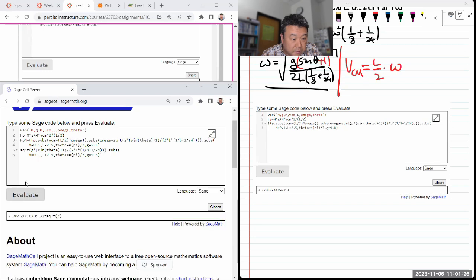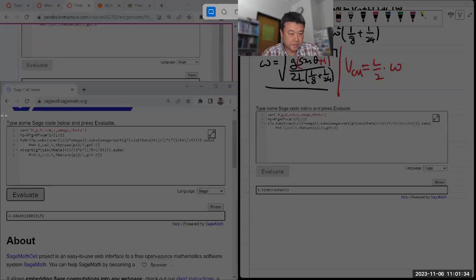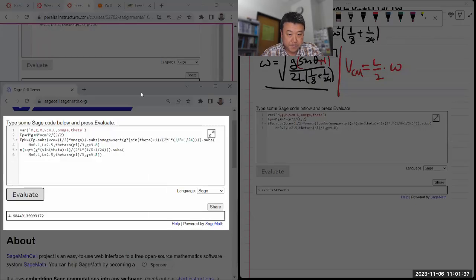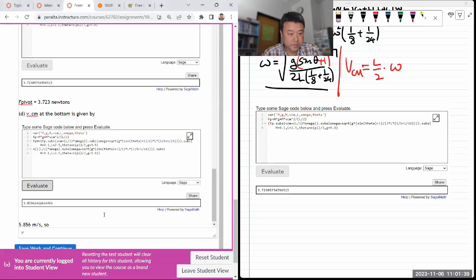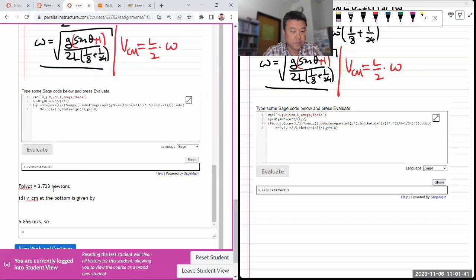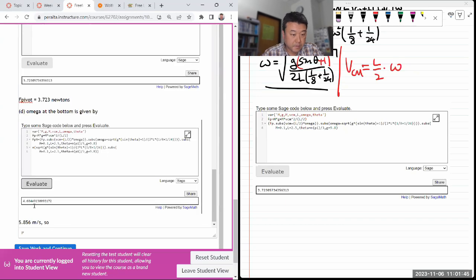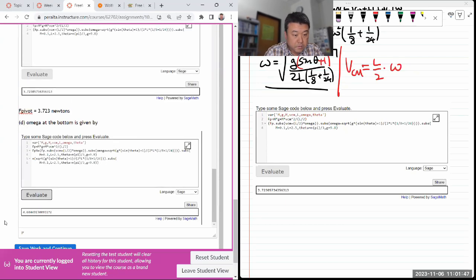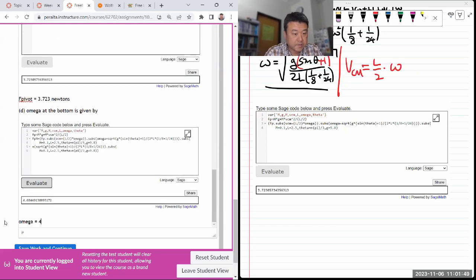Pretty sure. Yeah, there's a square root thing, so I need the whole thing to be inside that. Okay, so this gives me omega. Let me make sure. For the omega at the bottom is given by, so omega is 4.684 radians per second.